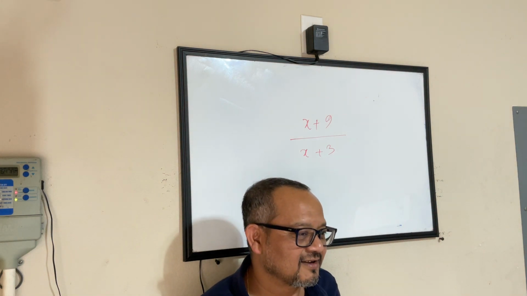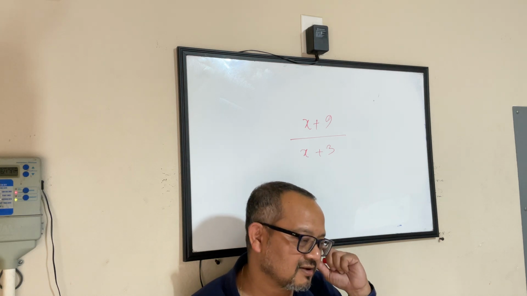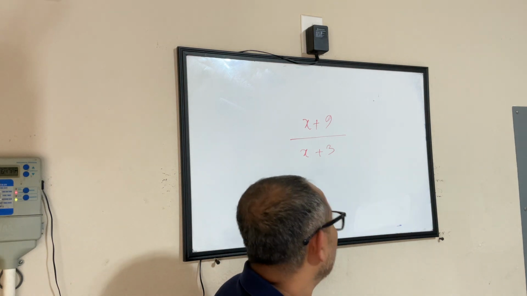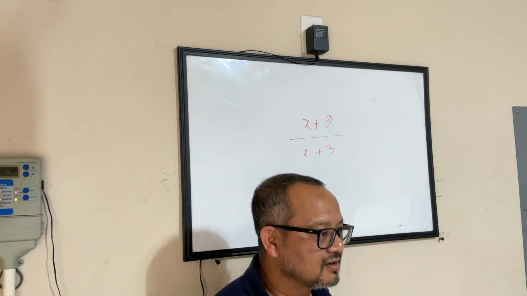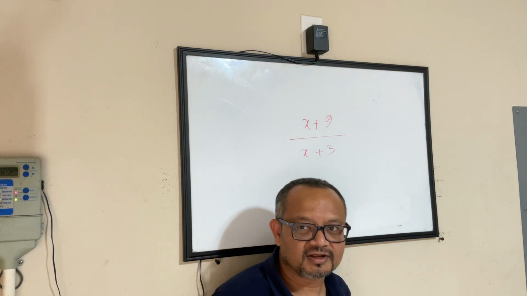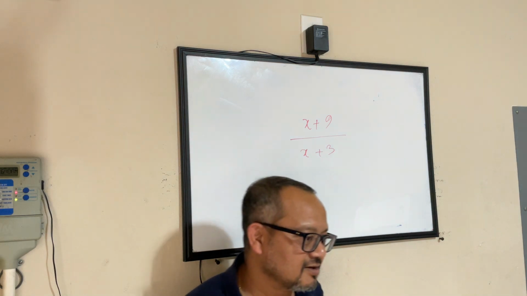So what I would do first is I would do tic-tac-toe and take away the x since we're dividing it. And then I would be left with 9 over 3. And I know that 3 times 3 equals 9. So my final answer would be 3. No, that is not right either.